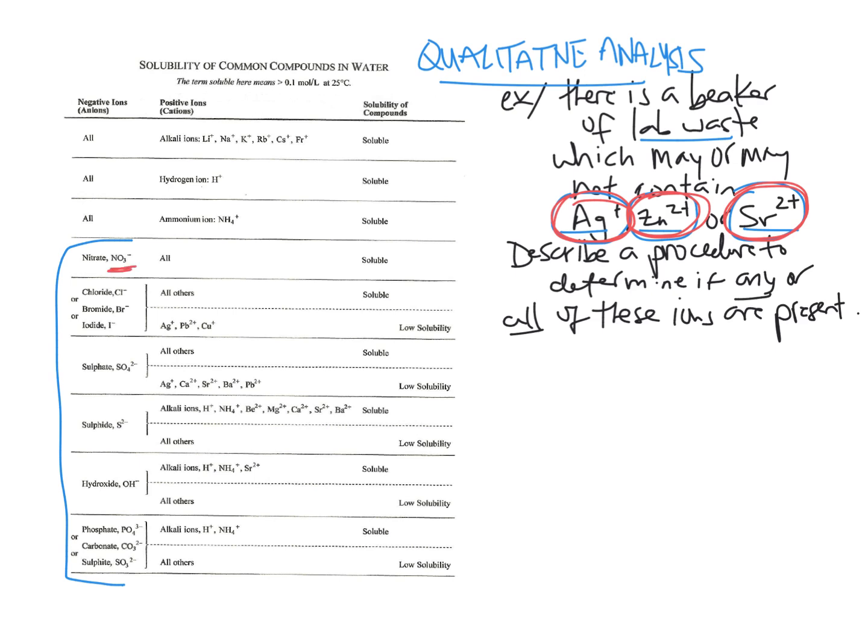Nitrate, well, everything's going to be soluble in nitrate, so forget about that. Okay, chloride. Look through the chlorides. What you see is that we have a low solubility of silver chloride, but everything else is soluble, meaning that zinc and strontium are going to be soluble. So let's add a chloride. So step one would be add a chloride.